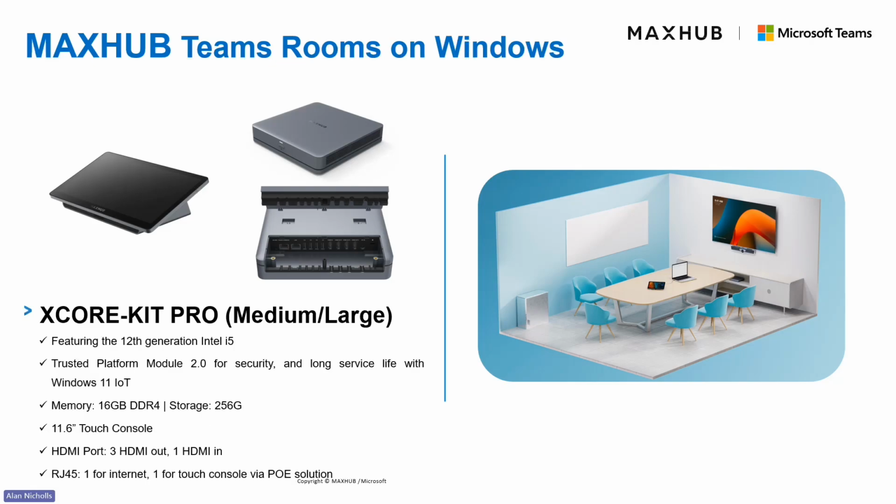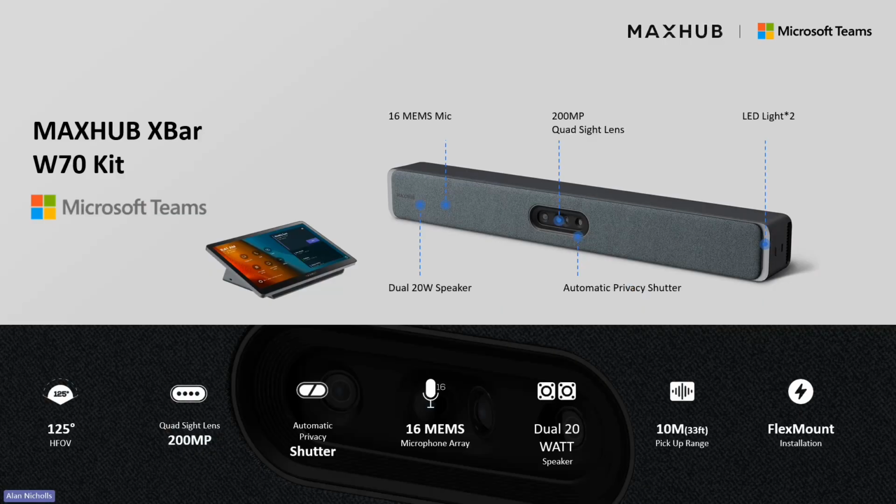Our latest and greatest to the market is our new W70 kit. So this is our all-in-one Windows bar. This one has 4 50 megapixel cameras, 16 MEMS microphones, a pair of 20-watt speakers, and the audio's got a 33-foot pickup range. So as you're looking at some of your medium to large conference rooms, this is going to be your all-in-one solution. Our new bars also support BYOM from the touch panel through a single USB-C cable as well.